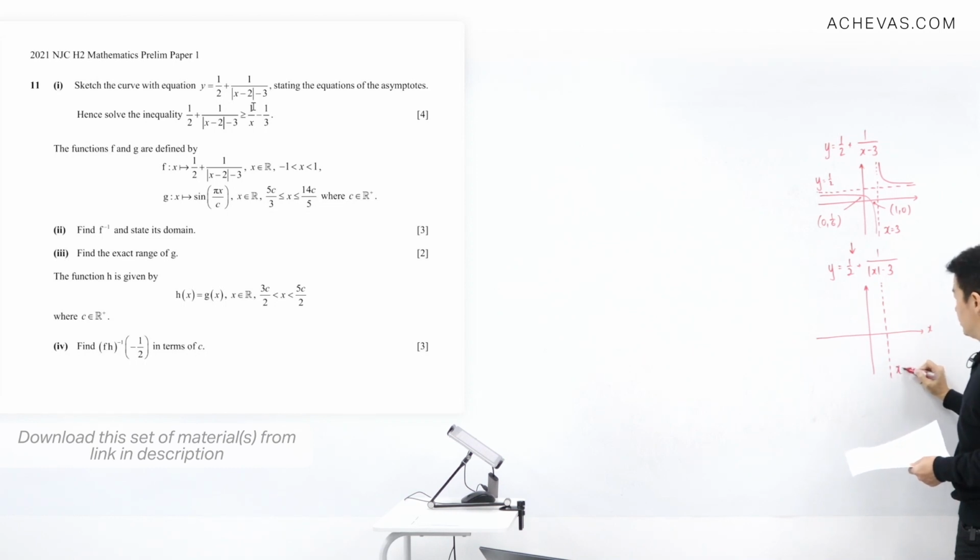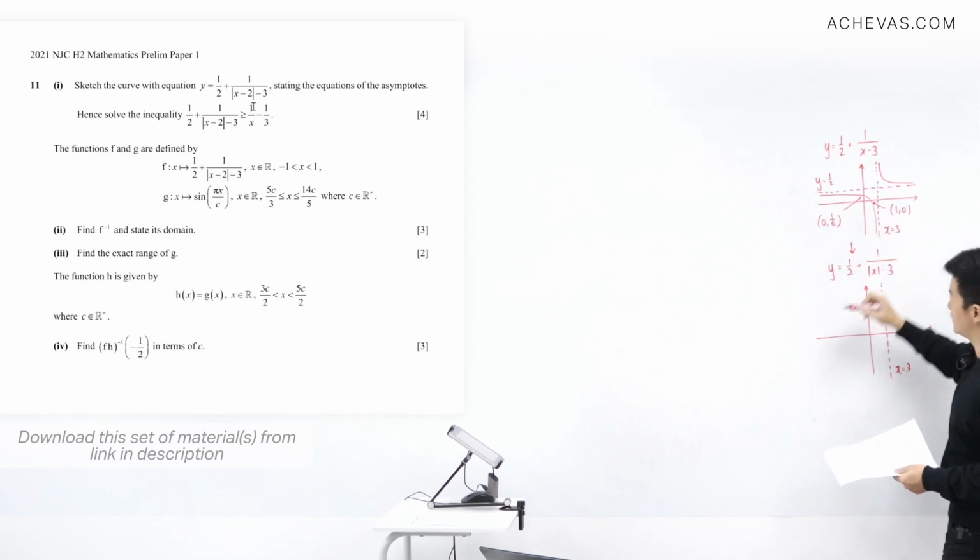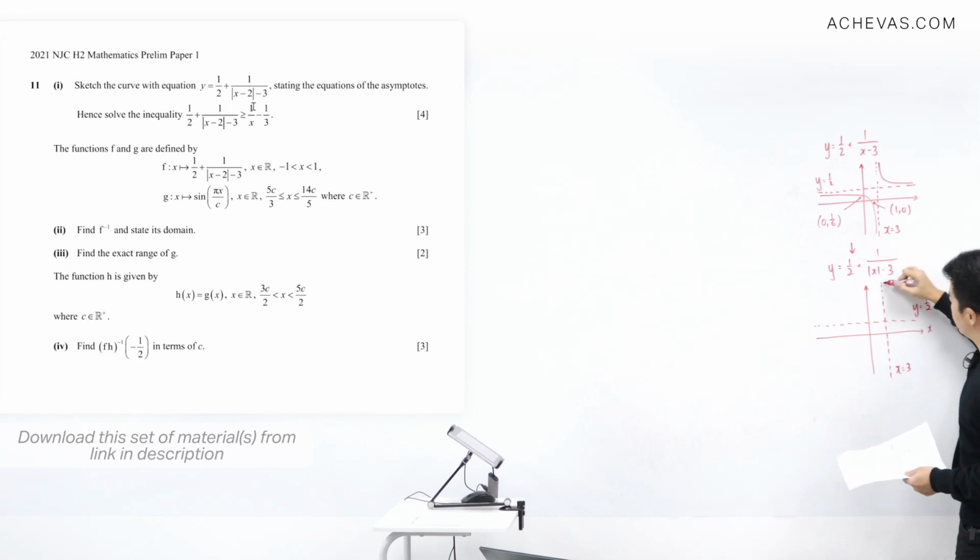So here I will continue to have x is equal to 3. I'm going to keep this horizontal asymptote, which is y is equal to 1 over 2. So this part of the graph will remain the same, and this part of the graph will also be remaining the same. So we have this, where this point here is (1, 0), and this point here is (0, 1 over 6).